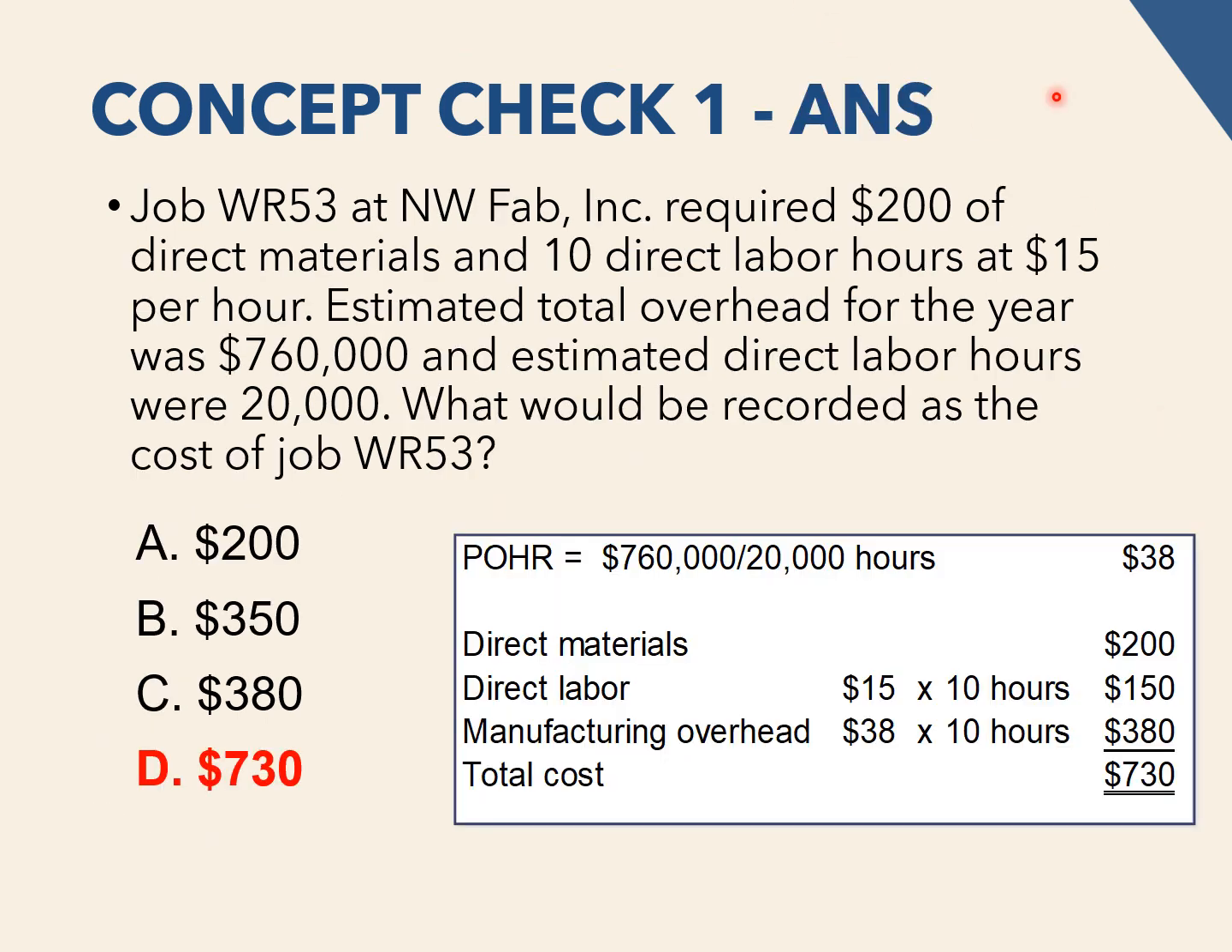The answer to concept check number 1 is D, $730. Our predetermined overhead rate is $38. Direct materials required is $200. Direct labor is $15 per hour times 10 hours. Manufacturing overhead is $38 times 10 hours. So the total cost would be $730.